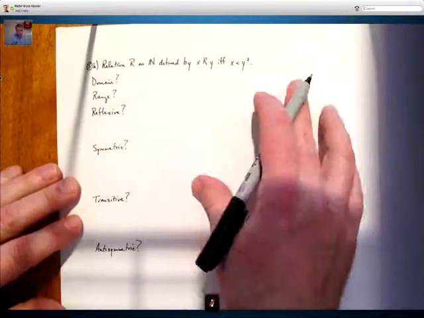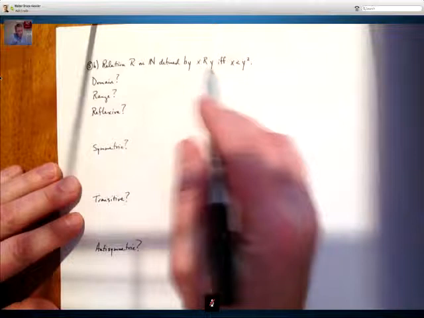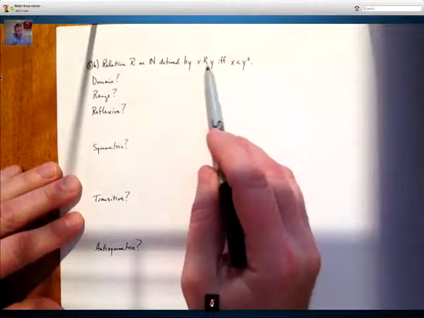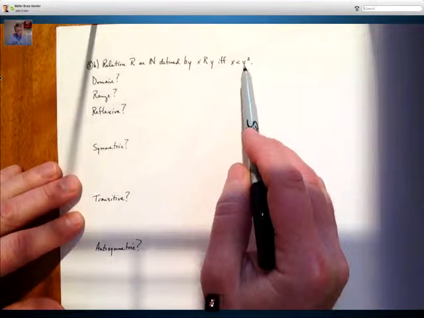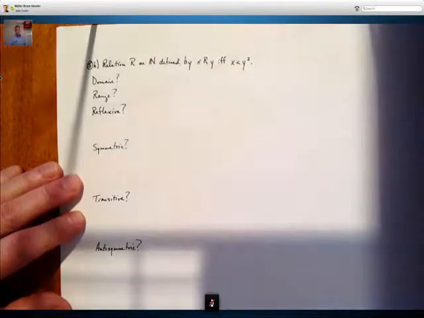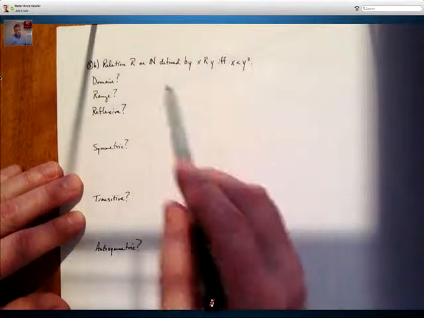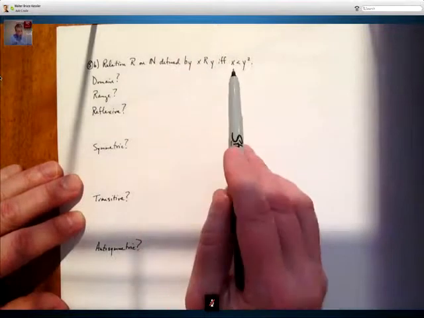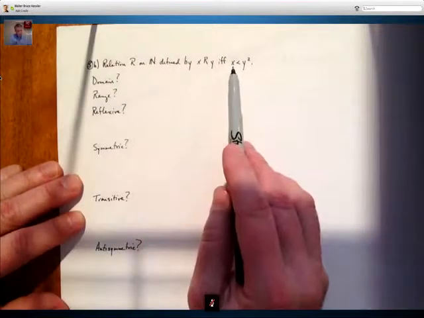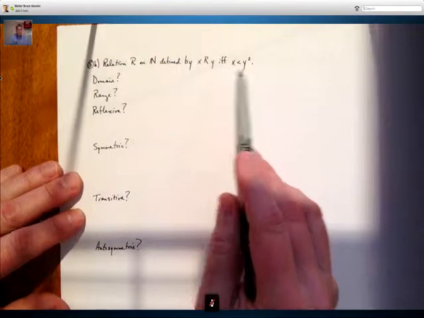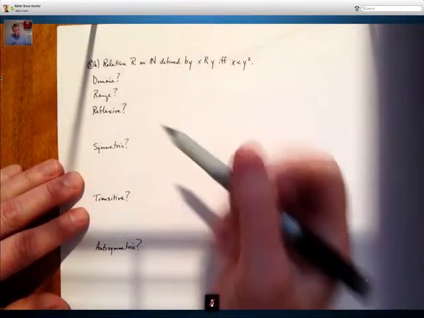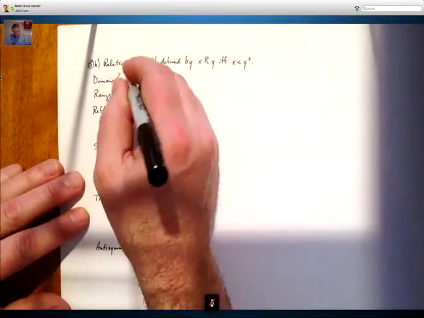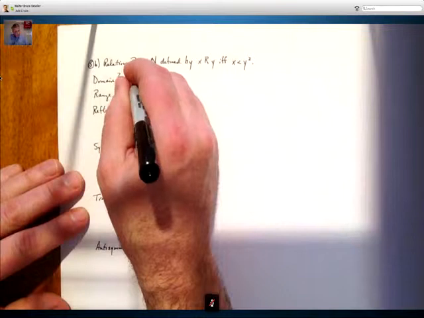So let's look at this one, the relation R on natural numbers defined by x is related to y if and only if x is less than y squared. So what's the domain? Well, I think we can get all the natural numbers into this position. Certainly 1 can go there, 2 can go there, and on up. There's no biggest number that I have to worry about staying below. So that's all of the natural numbers.